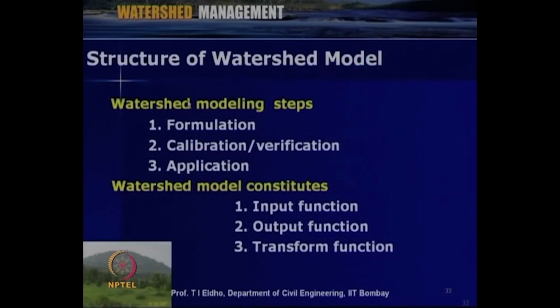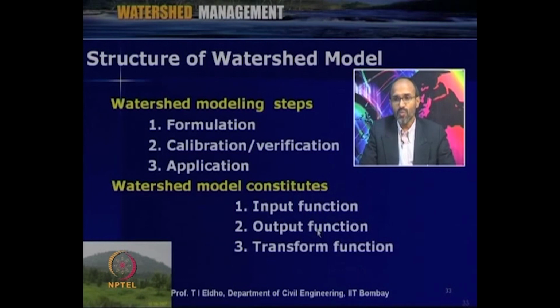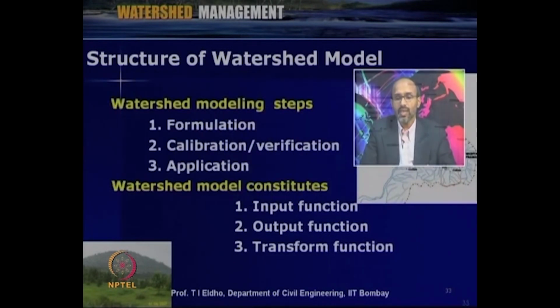Finally, in this final slide, when we are going for a watershed model, we formulate the problem, then we calibrate or verify, and then next is applications. A watershed model constitutes the input function, like rainfall in the case of a watershed, then the output function, which is runoff, and then the transform function, which is the various hydrological processes taking place. With respect to this, we will be discussing further the hydrological processes and modeling in the coming lectures.